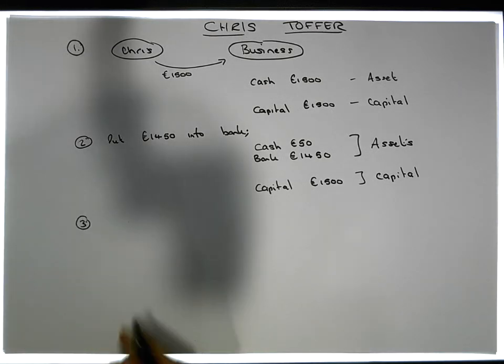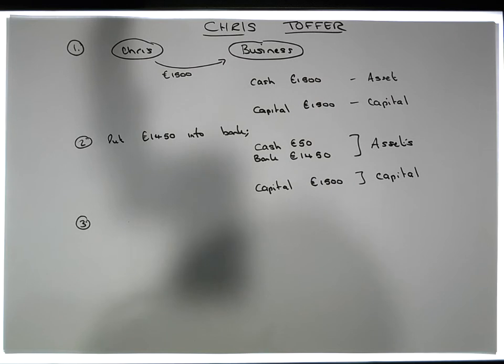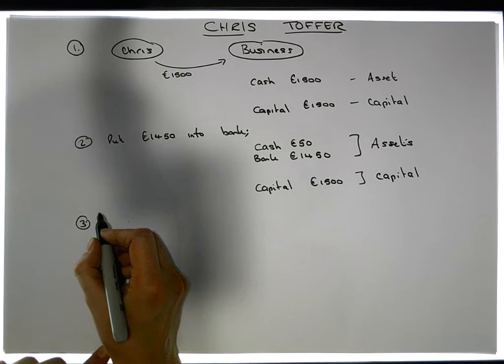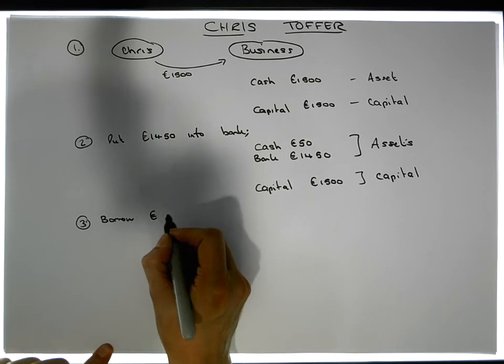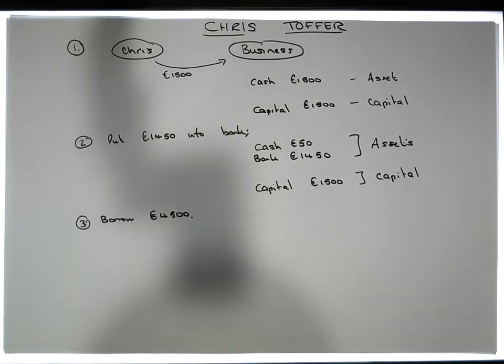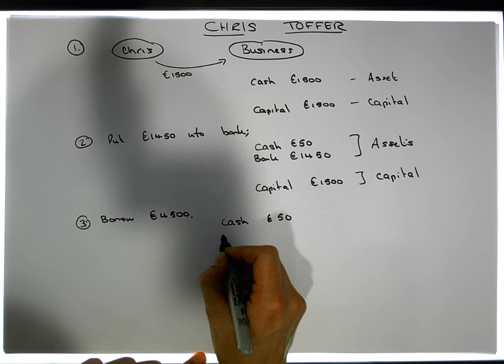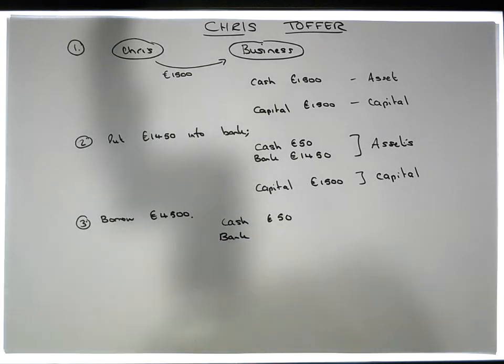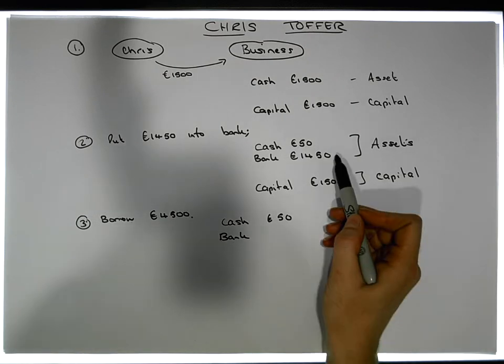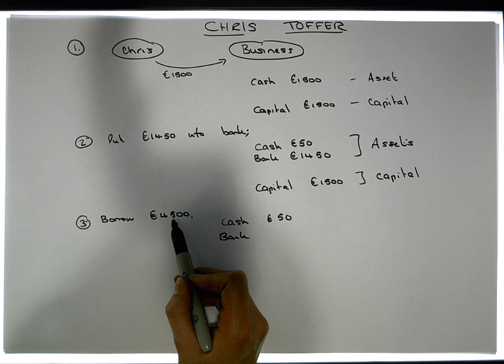Number 3 then. Chris then decides that the business needs to buy property so that it can trade. They see a property for 5 grand, but they don't have enough cash in the bank or on hand to buy it. So he needs to borrow an amount from the bank. So he goes to the bank and asks them for 4,500. How has that impacted his items in his financial statements? His cash balance hasn't changed because the bank hasn't given him 4,500 in cash. But his bank balance is now increased by the 4,500. So he had 1450, but the bank has now given him another 4,500, so his bank balance has increased.